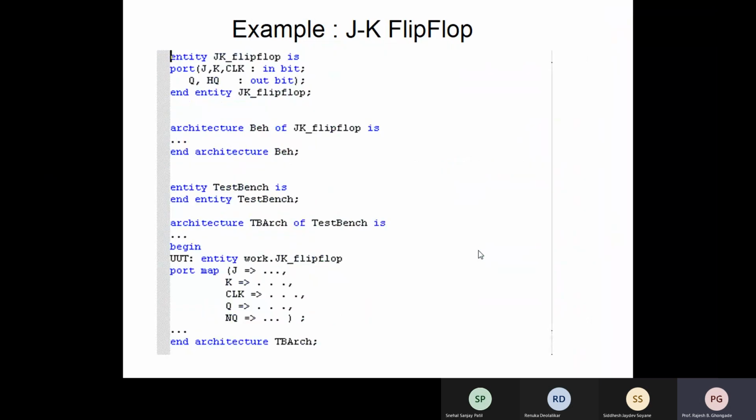This is another example. Now it has a JK flip-flop. Again, you'll see that it is the very same thing, except that instead of a multiplexer, I'm now trying to design a test bench for the JK flip-flop.